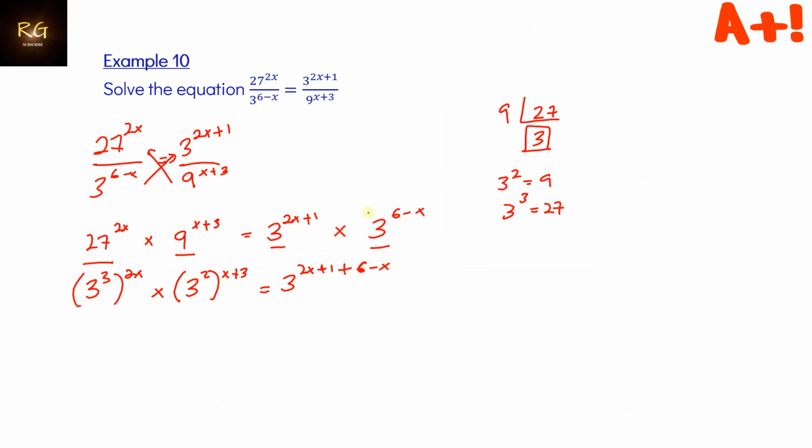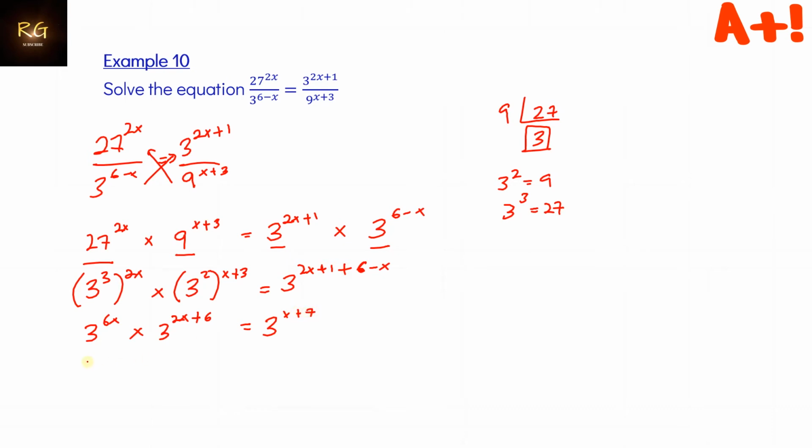All right, so since we want to add everything together, before that we need to expand this. So let's expand this bracket. So 3 times 2 is 6x, okay, times 3 to the power of 2x. 2 times 3 is 6, plus 6, so equals to 3. Let's add up together. 2x minus x is x. 1 plus 6 is equal to 7.